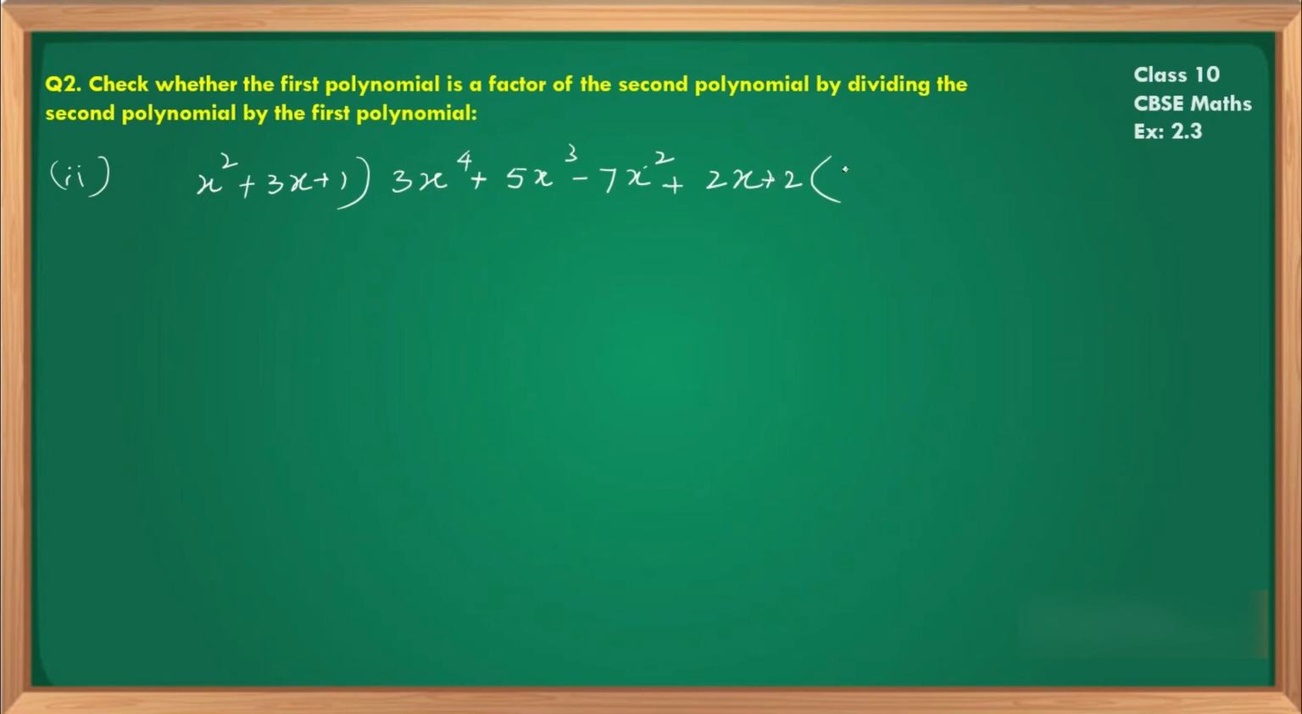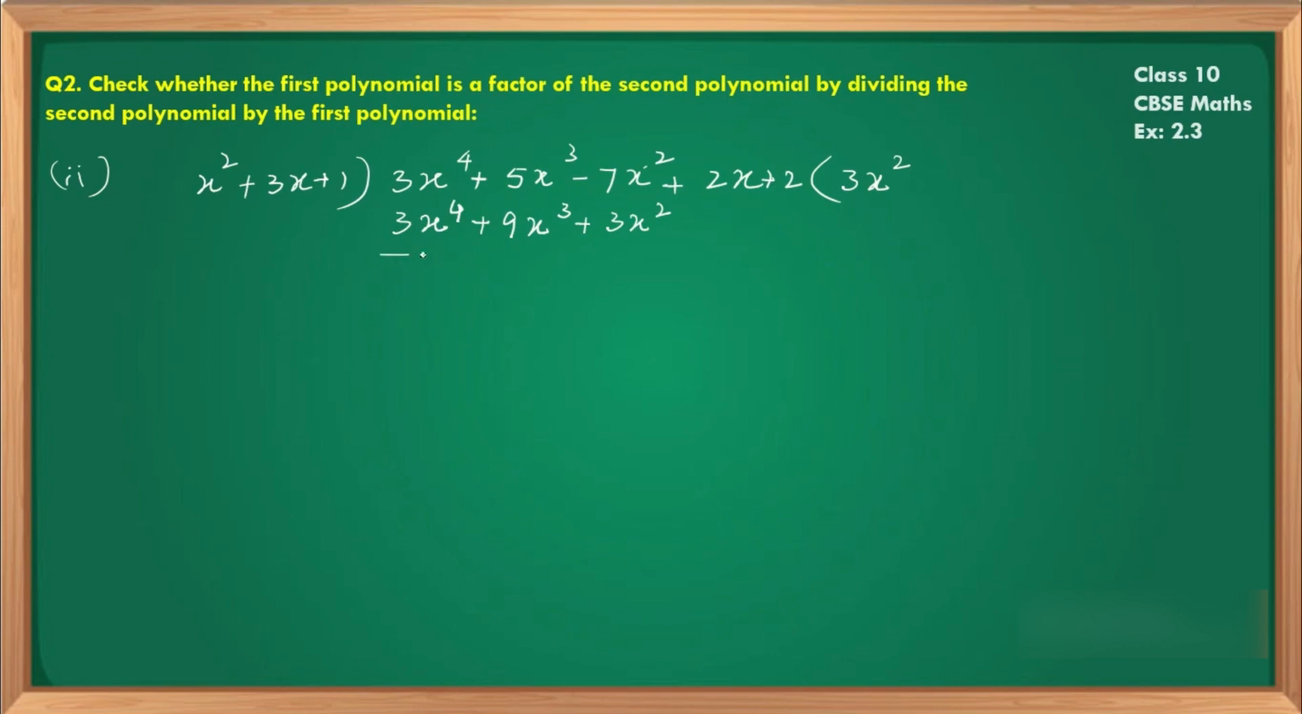So you have to multiply with 3 and then x square. 3x square into x square gives you 3x to the power 4. Now the same 3x square you have to multiply with the rest of the terms. 3 into 3 gives you 9x cube plus 9x cube. The same 3x square multiplied with plus 1, you get 3x square plus 3x square.